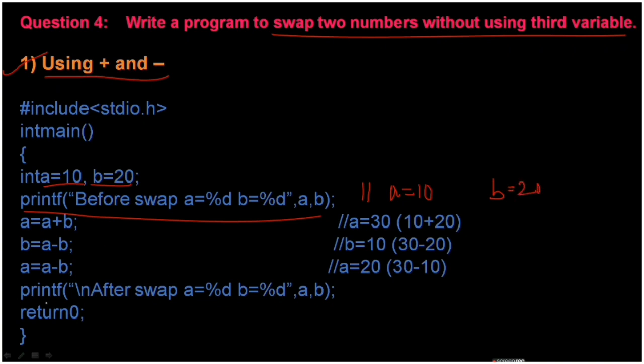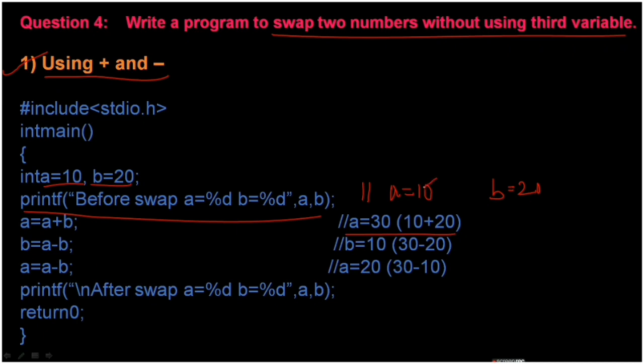Now we need to swap. So we have assigned A is equal to A plus B. A is equal to 10, B is equal to 20. So 20 plus 10 is equal to 30. Now 30 is assigned into A. Now B is equal to A minus B.